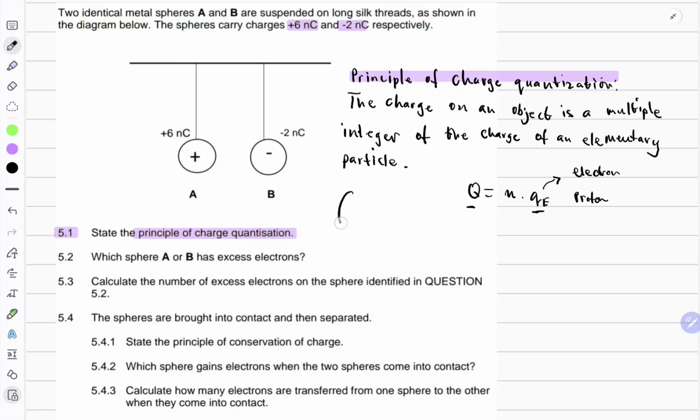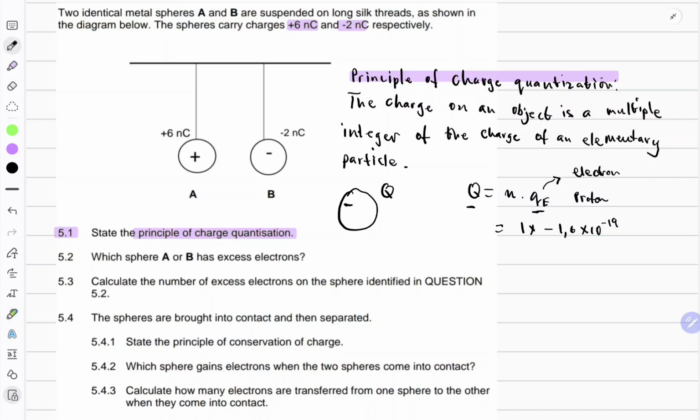Now suppose you've got a sphere with only one electron. That means the net charge Q will be 1 times the charge of an elementary particle. In this case it would be an electron, so that's minus 1,6 times 10 to the power of negative 19. So this here is the charge of an elementary particle called an electron.